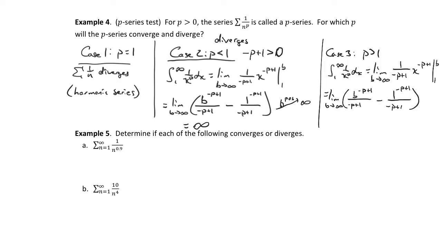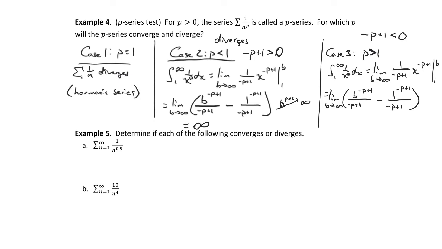For case 3, when p is greater than 1, we end up with essentially the same integral. So I just kind of rewrote everything. But let's think about that now. What is negative p plus 1 going to look like now? Negative p plus 1 will be negative. You have a number that's larger than 1, which you're subtracting from 1, you'll get a negative number.